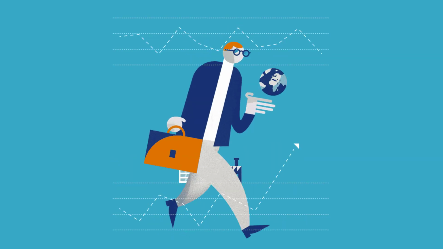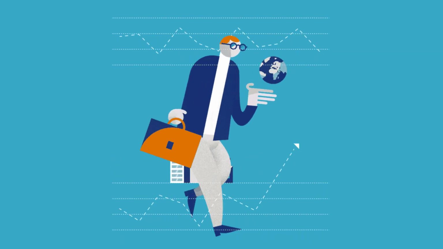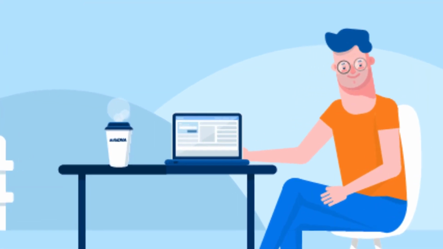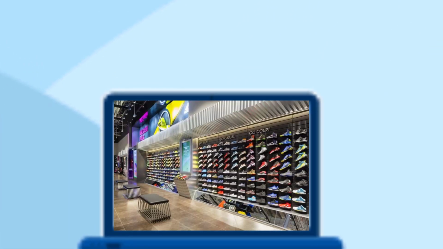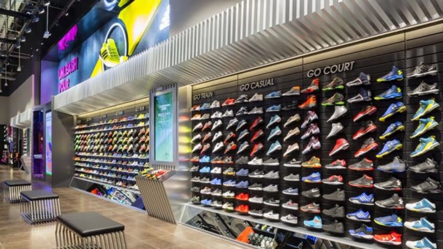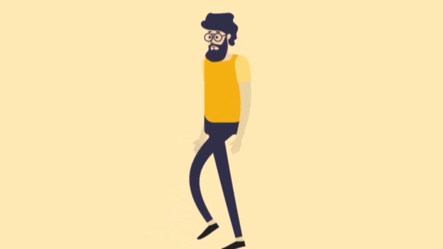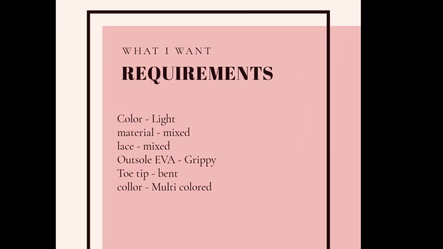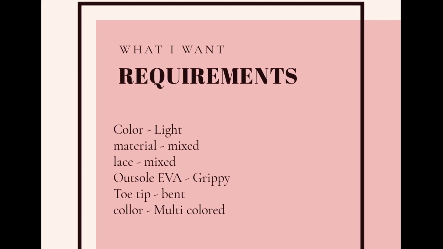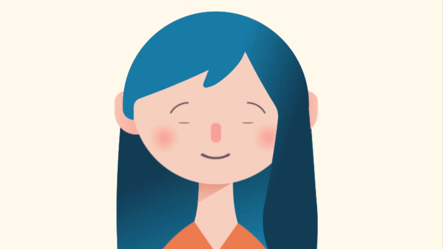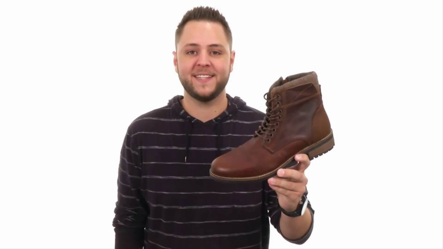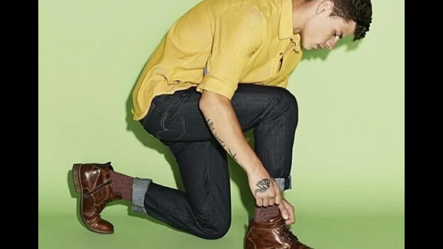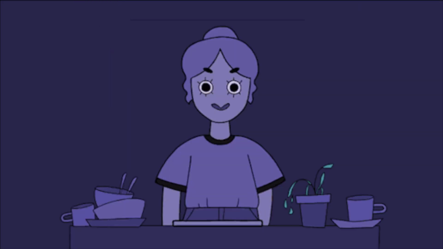Let's dive in and look into a practical example. Let us imagine you enter a famous shoe store and there is quite a wide variety of options to choose from. You call the shopkeeper and explain your requirements, like you need a light-colored, mixed material, grippy outsole, and a few other characteristics that you would like to see in your shoes. After hearing your requirements, the shopkeeper shows some shoes that would match your criteria. After which, you try them out and choose the one which is more comfortable or more suitable for your needs.